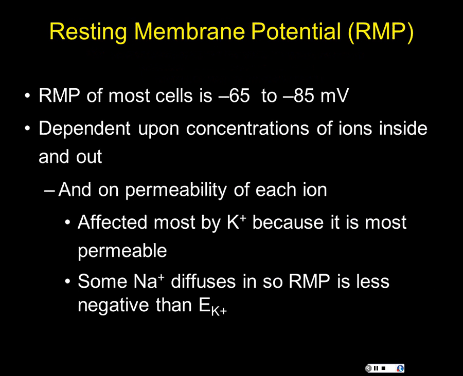So the resting membrane potential of most cells, the value we'll use, is minus 70, but it's a range, right? It's not exactly minus 70 for every one of billions of cells, but it's about minus 65 to minus 85 millivolts. And I'm going to go to the first bullet. The resting membrane potential is most influenced by potassium, and the membrane is just more permeable to potassium than it is to sodium.